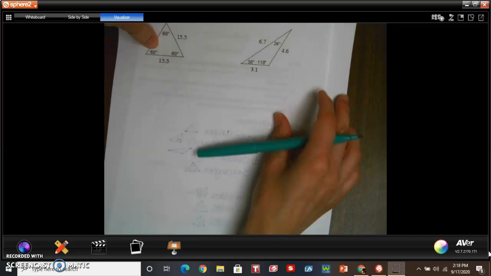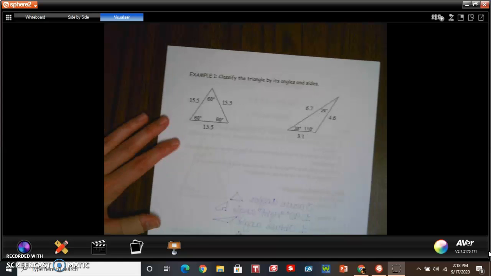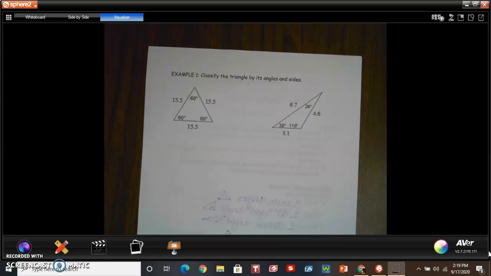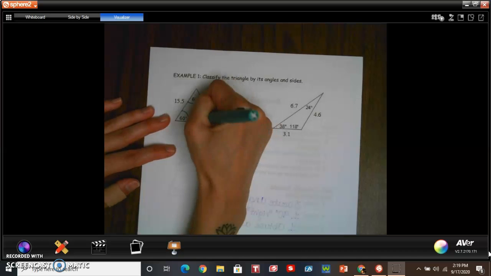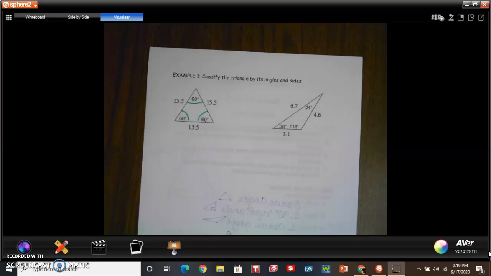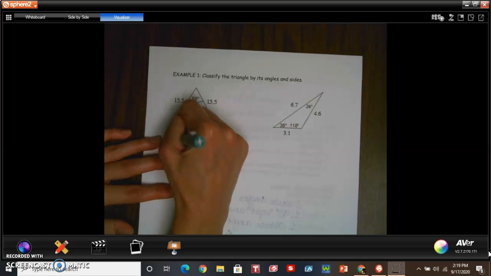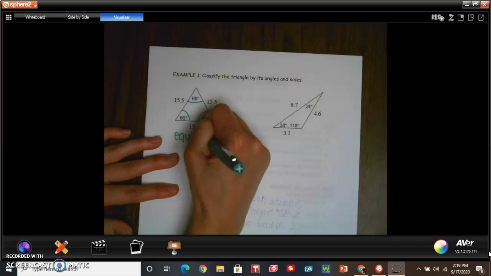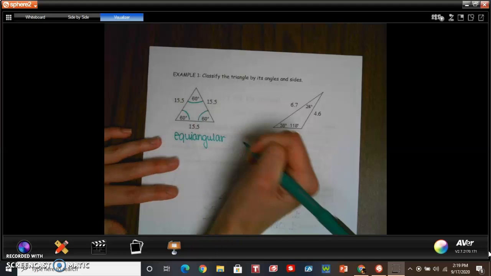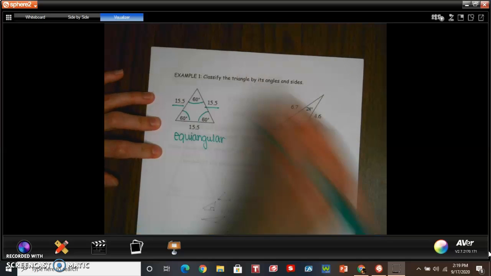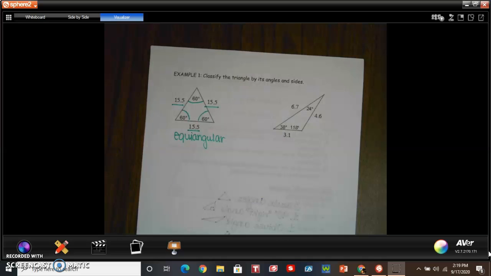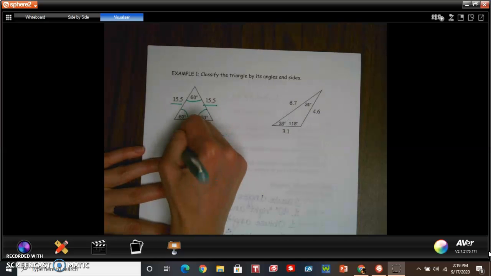All right, let's practice classifying triangles by their angles and sides. In example 1, let's start with our angles. Here we have a 60, a 60, and a 60. Yes, they're all less than 90, which means it is acute. Because they're all 60 though, it means it is equiangular. Now let's check out our sides. Our sides are 15.5, 15.5, 15.5. So all 3 of them are the same, which makes it equilateral.